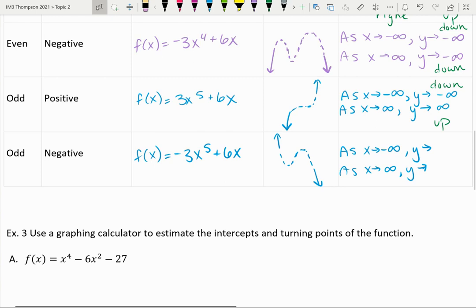As x goes to the left, y goes up. And as x goes to the right, y goes down.